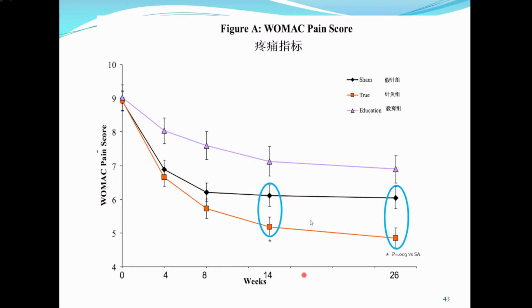So you can see after 8 treatments, the 14-week follow-up. Actually, at 8 weeks, they also show a difference, but not statistically significant. But at week 14, they show a p-value smaller than 0.005, p-value equal to 0.003, very significant. So this trend continues to the end of the trial, 26 weeks later. The acupuncture is significantly better than sham control. This is the pain score.